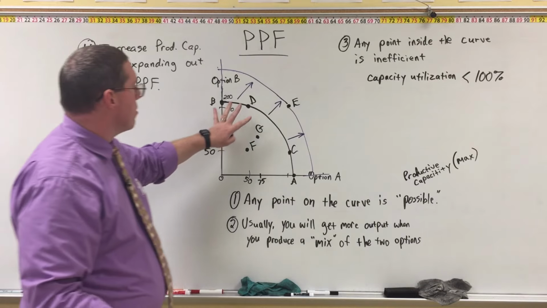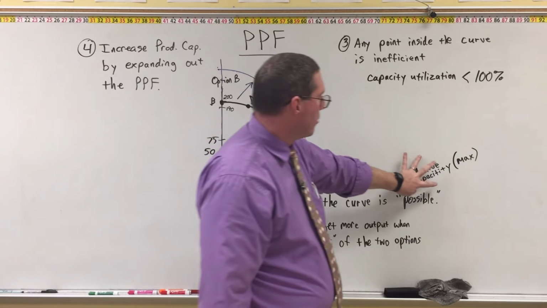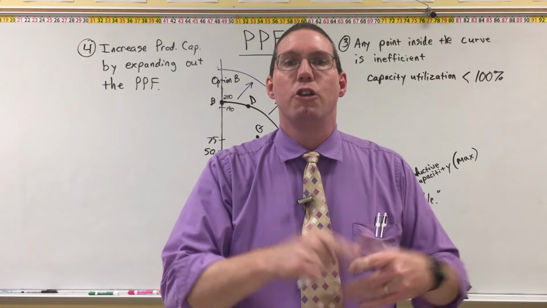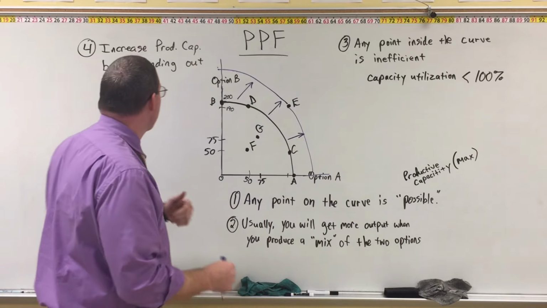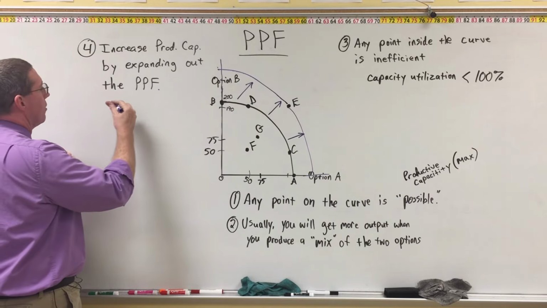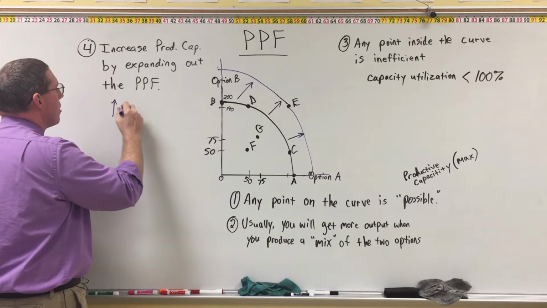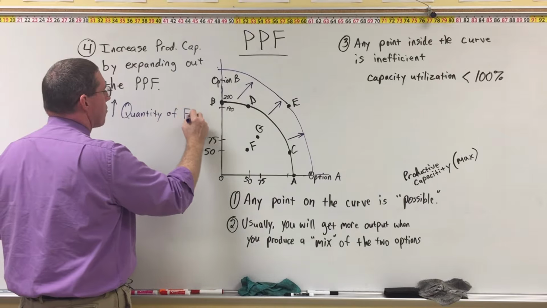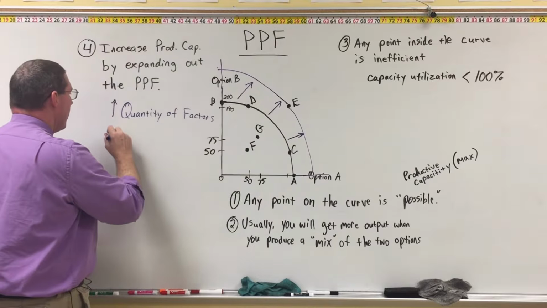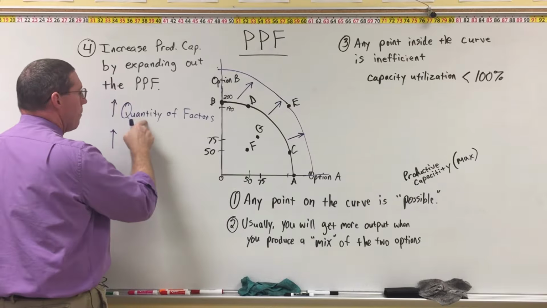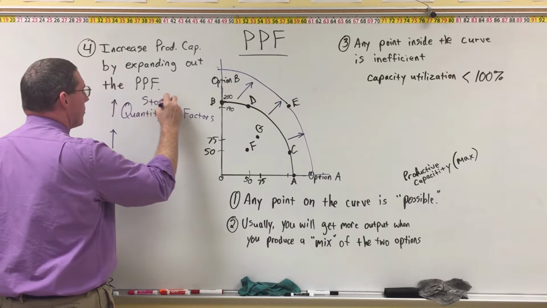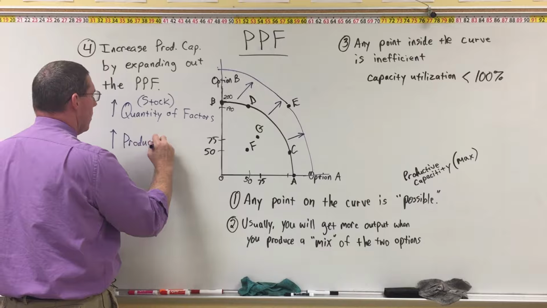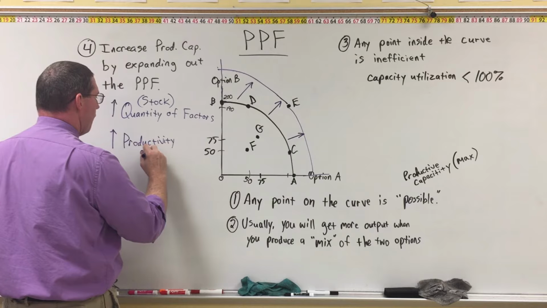Well, do you remember when we talked about productive capacity? If you look back in your notes to a couple videos ago, we talked about increasing productive capacity. How do we increase productive capacity? We can increase productive capacity by increasing the quantity of our factors of production and also by increasing the productivity of our factors of production. Remember, quantity is the same thing as stock of factors, okay?